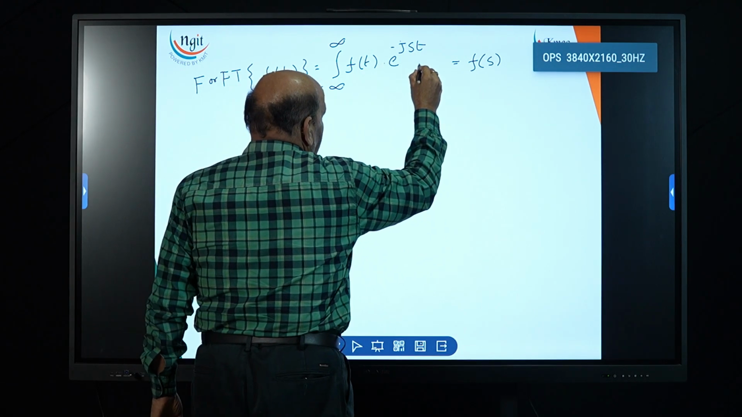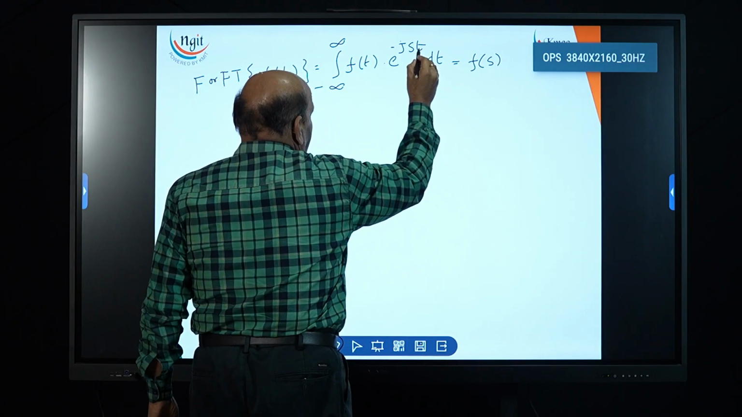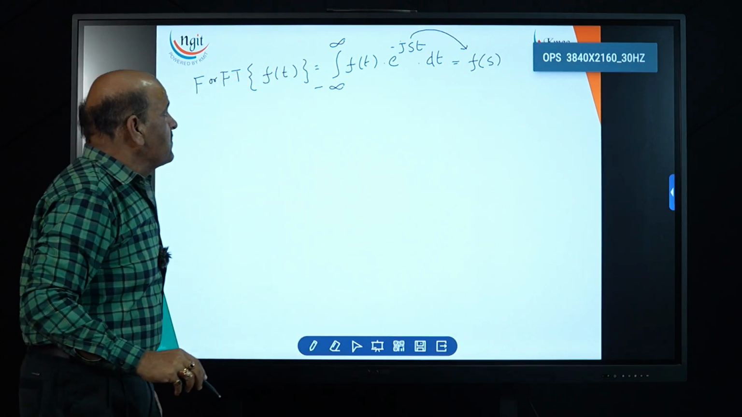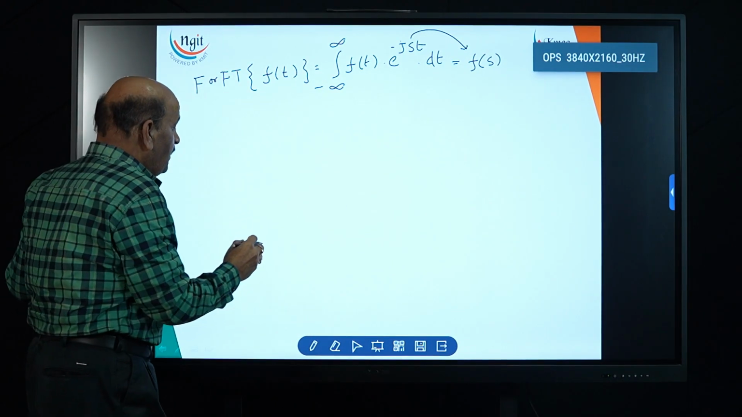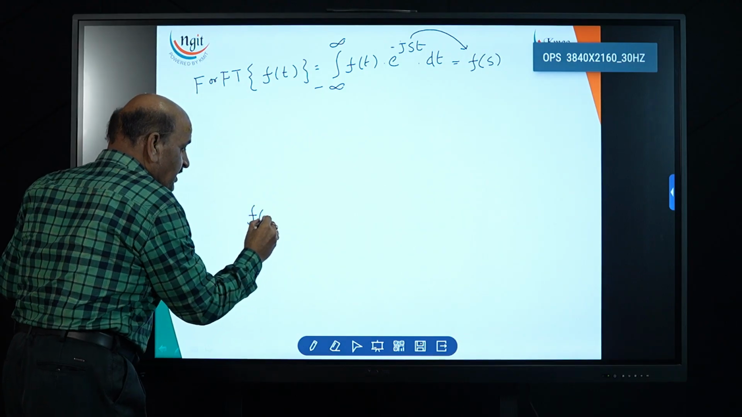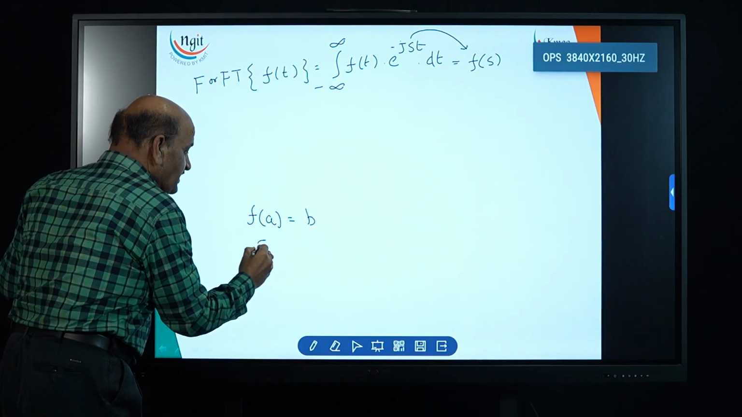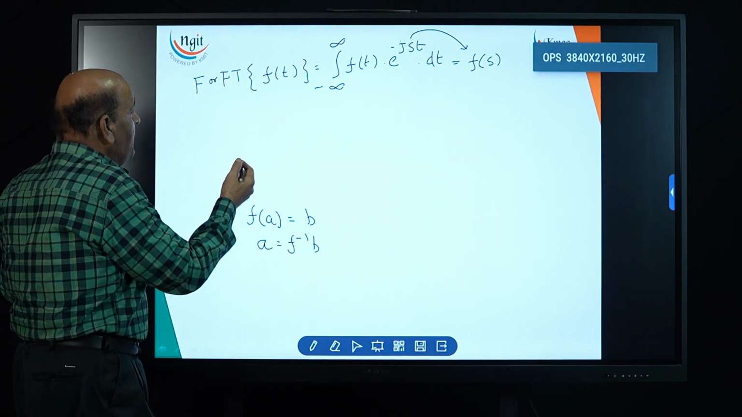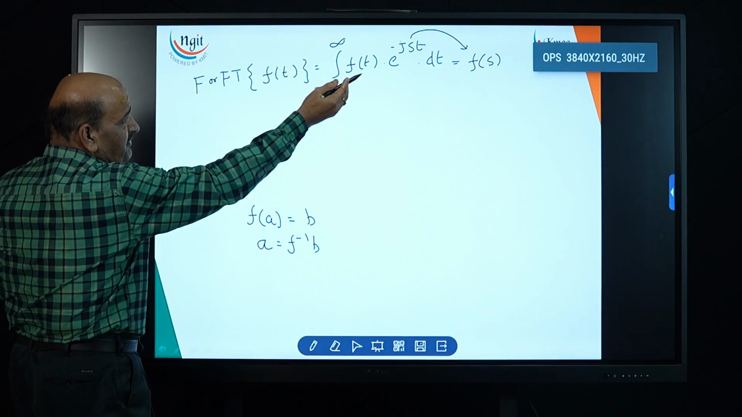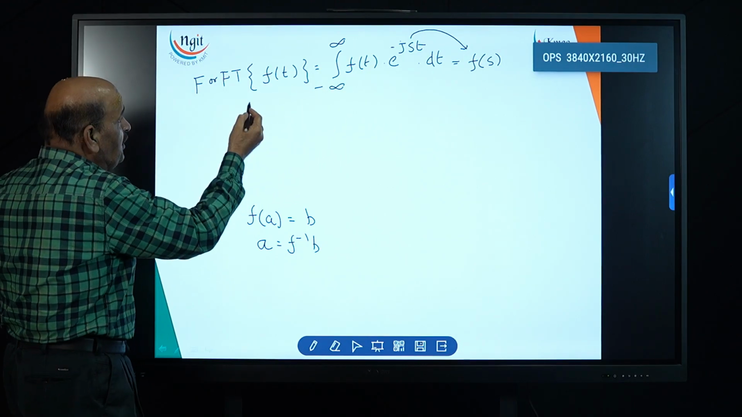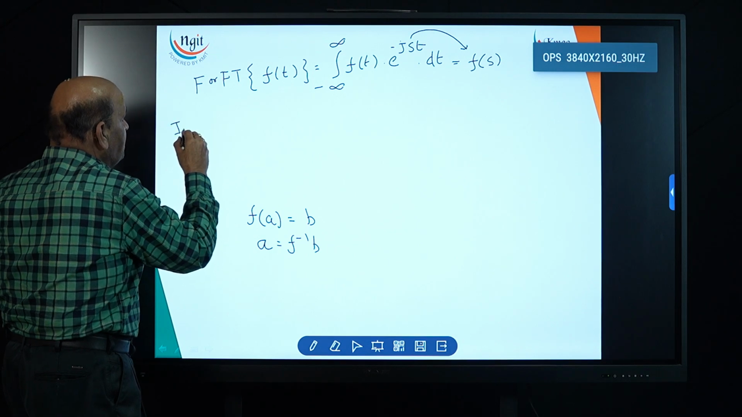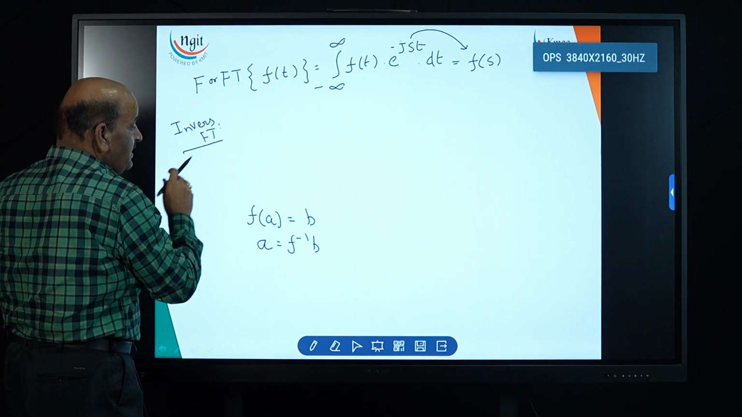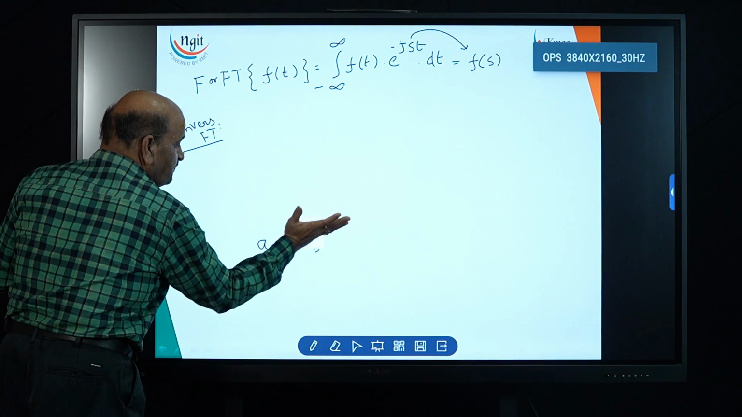With respect to t, we have to do the integration. With respect to t means the outcome will be in terms of F of s. That is the Fourier transform. Now, one more point. In intermediate first year, you know that if f of a equals b, then a equals f inverse of b. Same concept. This is the Fourier transformation of f of t, that is F of s. If you get f of t back, it is called inverse Fourier transformation.